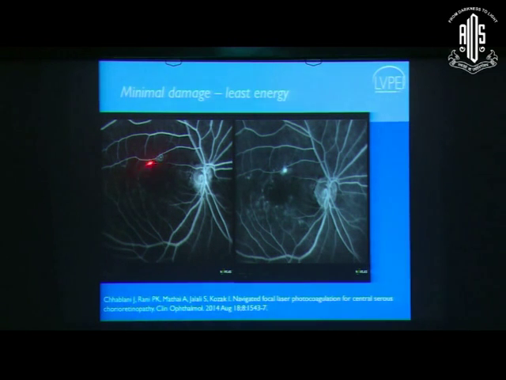You can see that this is the leak where I have done a single laser spot, and this single laser spot actually led to the complete resolution of the fluid, which we all know. But in a conventional laser, we might have put around 3 to 4 spots to the leak. But with Navilas, because of the accuracy and the laser planning, you can just do a single spot, and this is how you save the energy delivered to the retina.